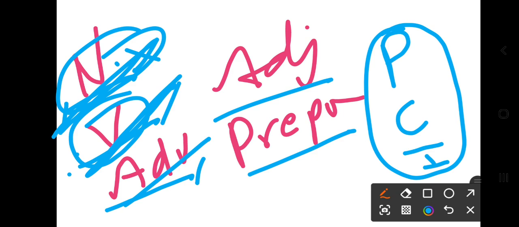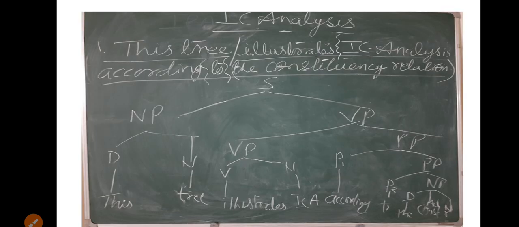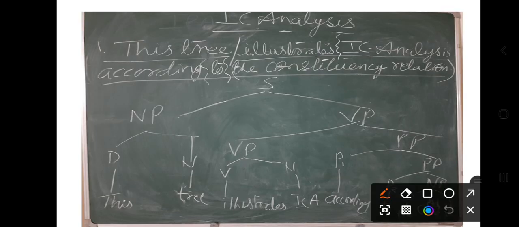So these are the phrases you have to understand first, and only then will you be able to do IC analysis. IC analysis is based, first of all, on the subject, the noun phrase, and then the verb phrase. This is basic, right? And then how the noun phrase is divided, and how the verb phrase is divided.